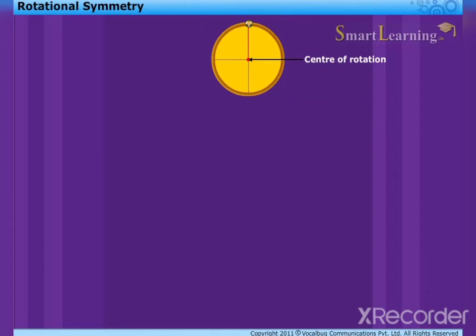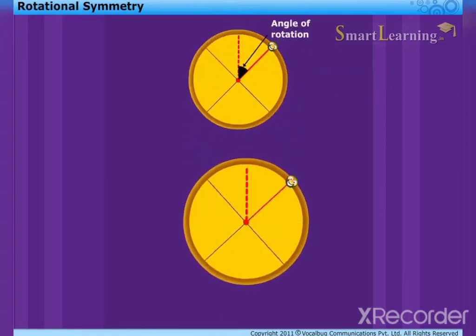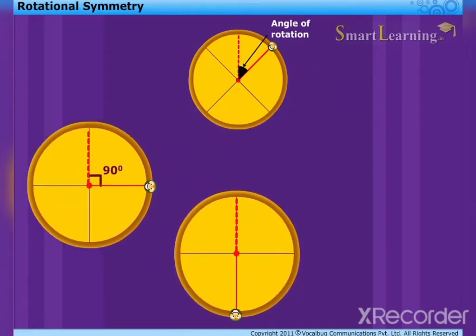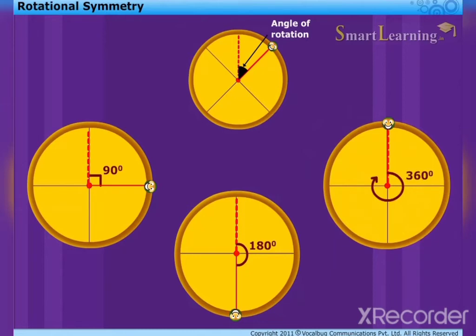And the angle of turning during rotation is called the angle of rotation. A quarter turn means a rotation of 90 degrees, half turn means 180 degrees, while a rotation of full turn means a rotation of 360 degrees.